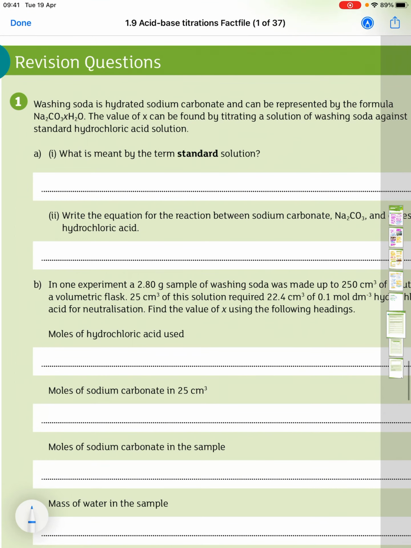These are the answers for 1.9 acid base titrations questions. So first of all, what is meant by the term standard solution? We're just looking for a solution for which the concentration is known.